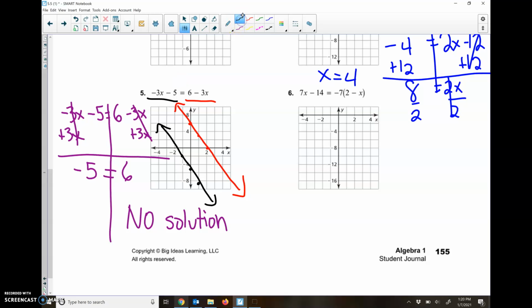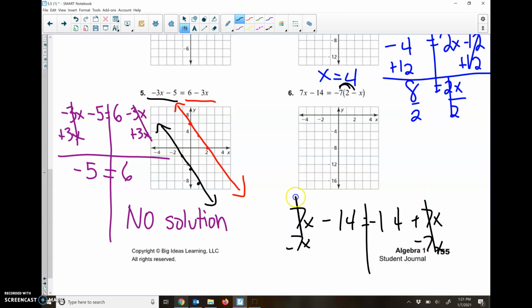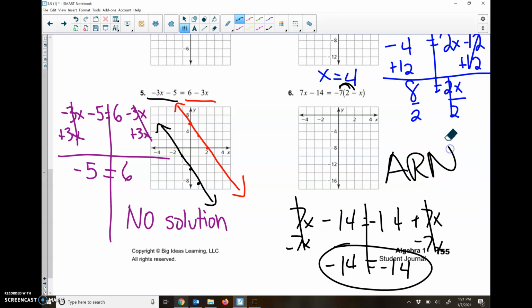And then you could probably assume what's coming next. So I have 7x minus 14. And then if I distribute my negative 7 there, I get negative 14 plus 7x. So it looks very similar, and that's because they are exactly the same. I subtract 7x from both sides, and they end up with negative 14 equals negative 14. And that is true. Negative 14 does equal negative 14. So then my solution is all real numbers or infinitely many solutions. Everything works for that point.